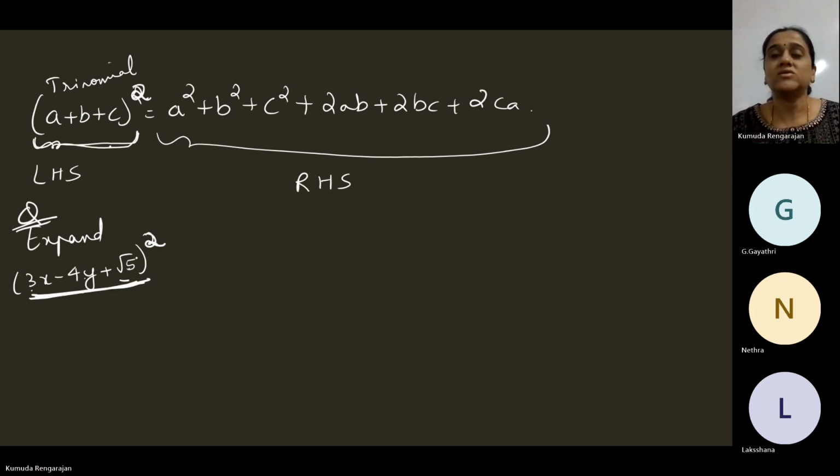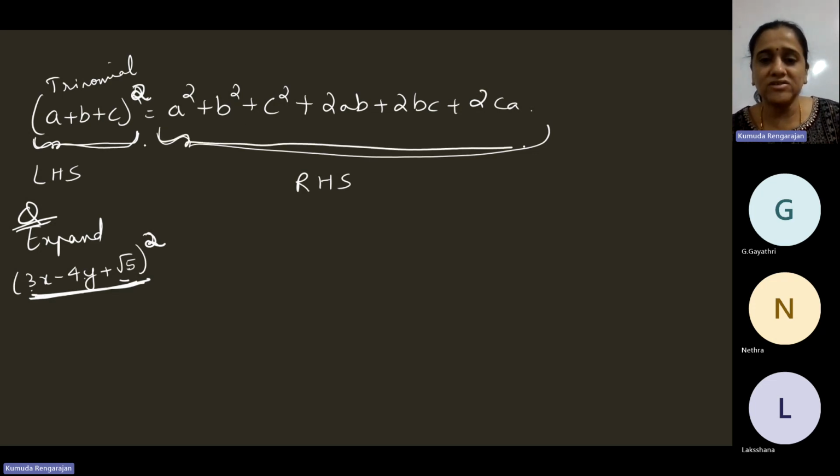All right. So now the answer will be the RHS. The answer will look like the RHS of this identity. So to answer this question, we'll make use of this identity, wherein the answer will look like the RHS of the identity.